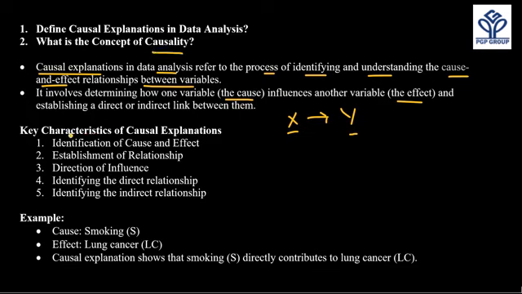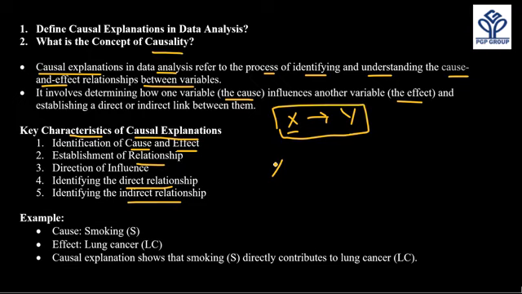Now, what are the key characteristics? Important characteristics of causal explanation are identification of cause and effect: you have to identify which is the cause and which is the effect. Then establishing a relationship. Is it a direct or indirect relationship? In this case it's a direct relationship; x is directly affecting y. Indirect means you can have one more variable, x, y, z. So x has some impact on y and y has some impact on z. In this case we say it has an indirect effect.